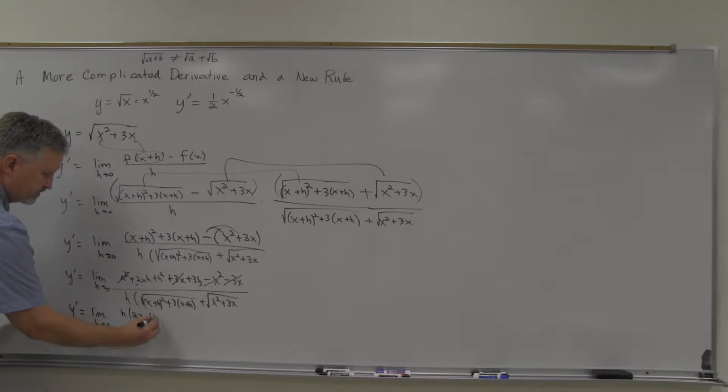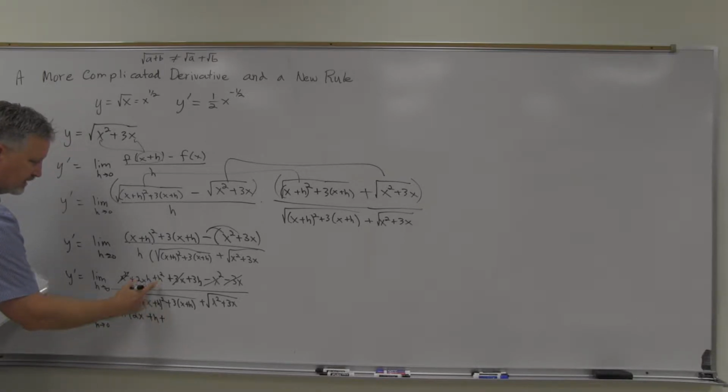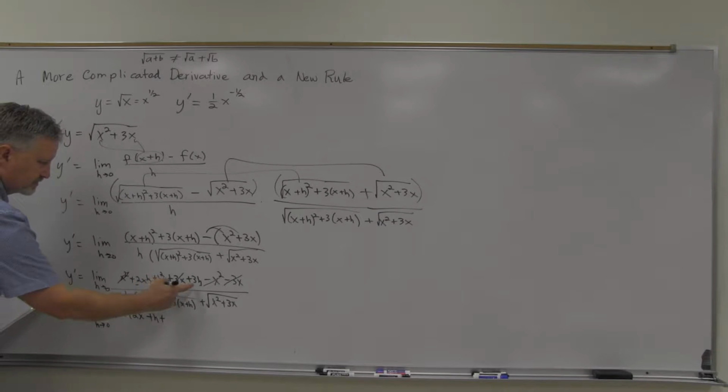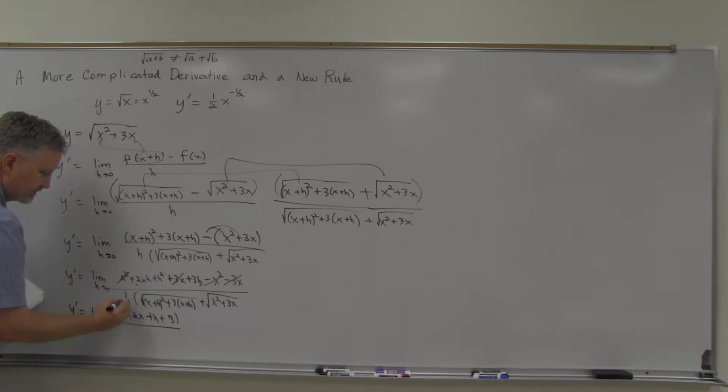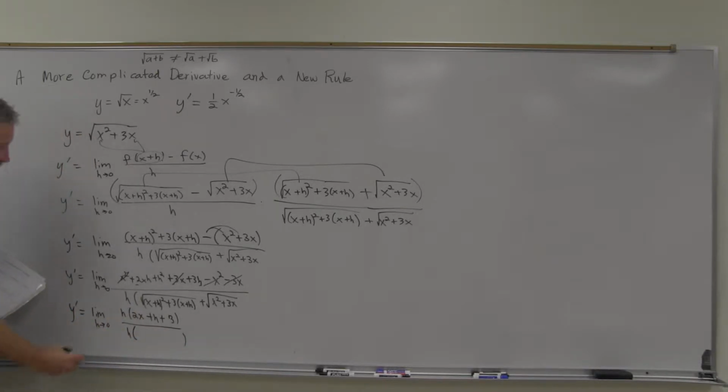So we have h times 2x plus h plus 3, all over h times that square root stuff. But yeah, the h's cancel.